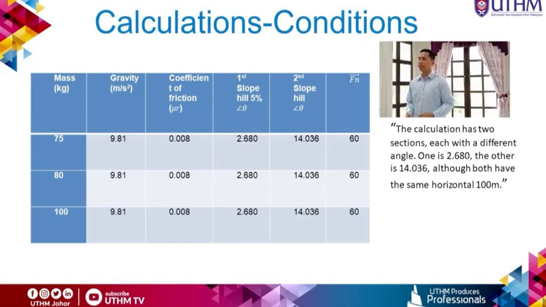For the calculation condition, the calculation has 2 sections, each with a different angle. One is 2.680, the other is 14.036, although they both have the same horizontal B of 100 meters.